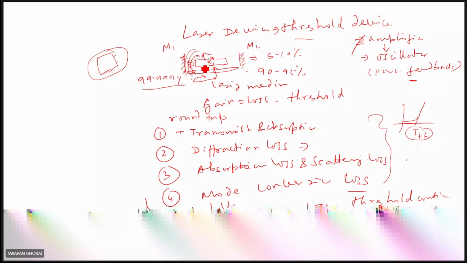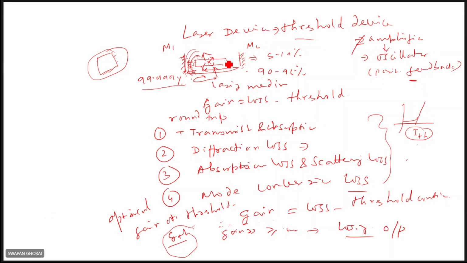You see, the first loss: if you consider one complete round trip, from any position to reflection by this mirror, again entering the medium, again reflected by this mirror, there can be loss in transmission or absorption in the mirror. A mirror is not an ideal mirror. Even if we say 100% reflection, it is never possible to get 100%. Some portion will be transmitted, some portion will be absorbed, right? For every mirror. So that is the absorption and transmission loss.